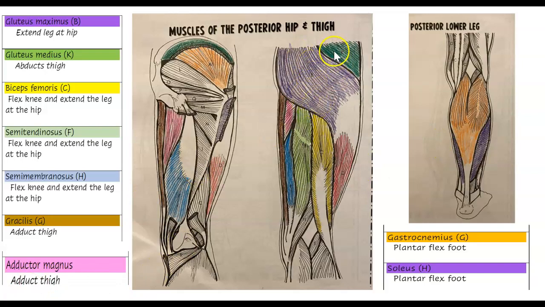So gluteus maximus, gluteus medius is right here, biceps femoris, semitendinosus, semimembranosus. Then you have the gracilis, again on the inside, so the medial side, and then the adductor magnus, which is letter I.